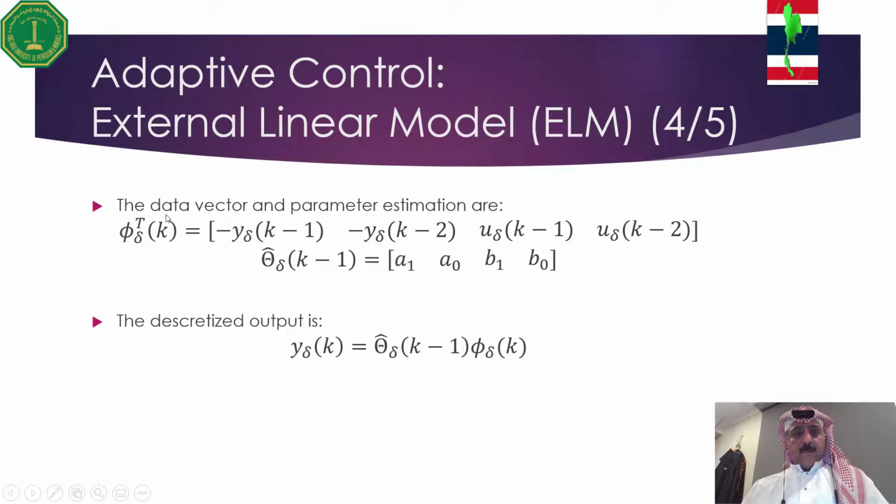So the data vector and parameter, this is the data vector here, and this is the parameter. We need, this is called the unknown parameter, A1, A0, B1, B0, from the second order transfer function. And this is the discretized output. So we have a parameter times the data vector.